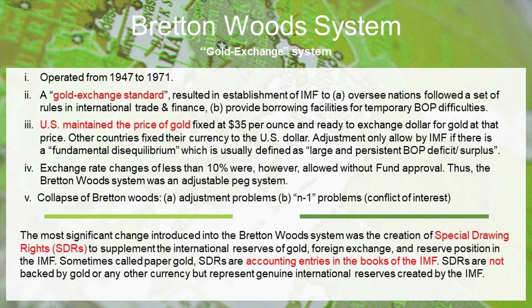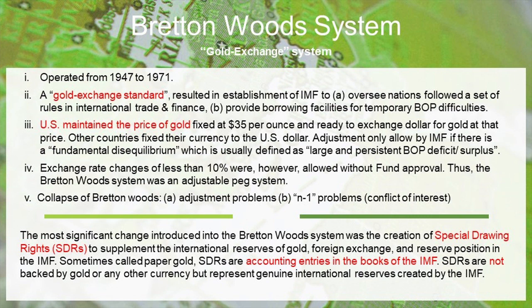3. The U.S. maintained the price of gold fixed at $35 per ounce and stood ready to exchange dollars for gold at that price. Other countries fixed their currency to the U.S. dollar. Adjustment was only allowed by the IMF if there was a fundamental disequilibrium, which is usually defined as a large and persistent BOP deficit or surplus. 4. Exchange rate changes of less than 10% were, however, allowed without Fund approval. Thus, the Bretton Woods system was an adjustable peg system.